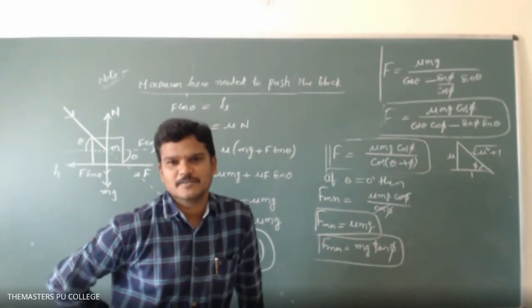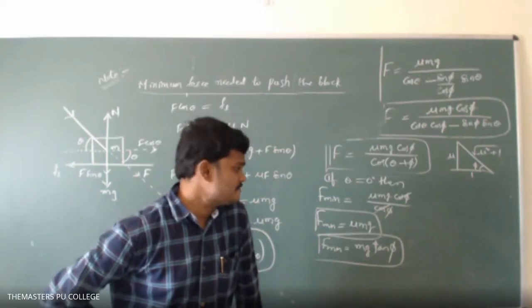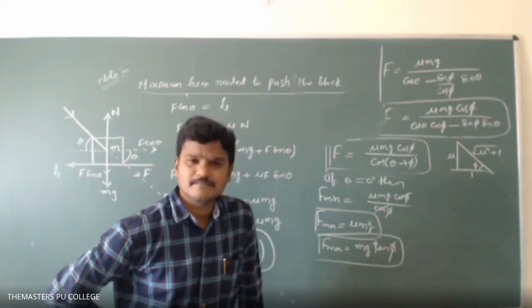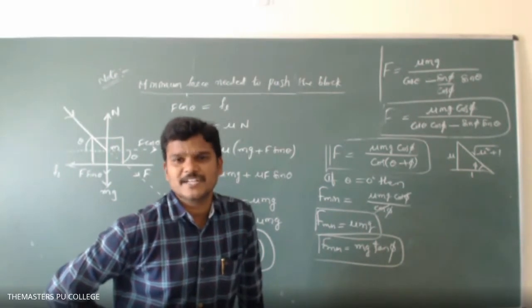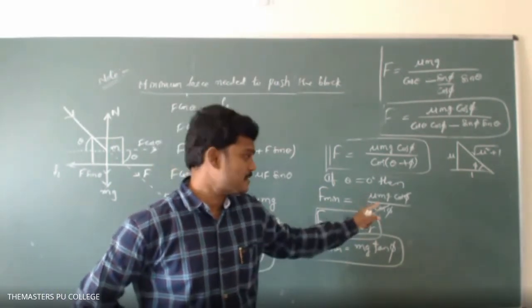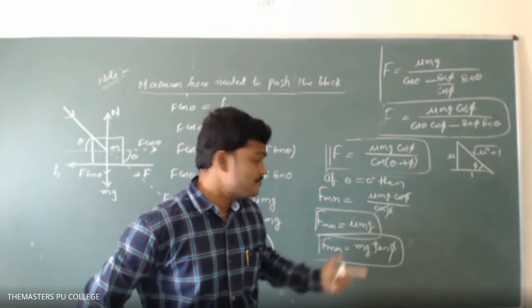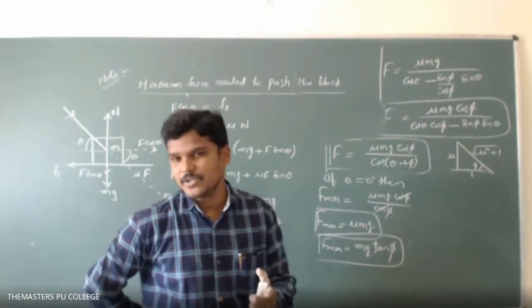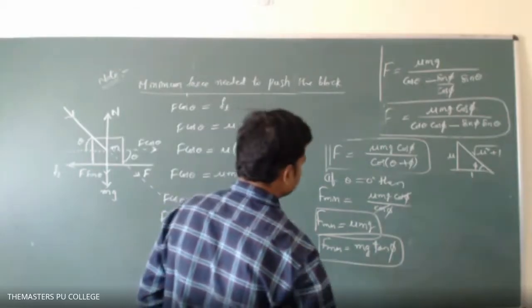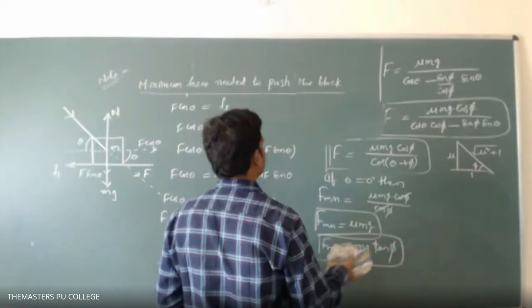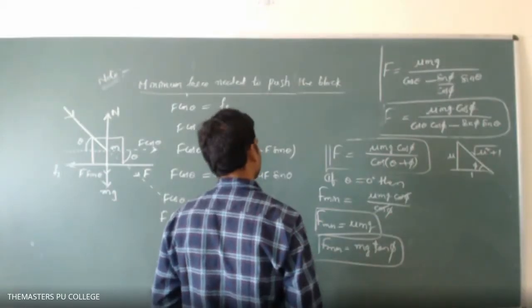Sir, we will get F minimum is equal to mu mg cos phi, sir. Mu mg, yeah, cos phi. That is also not a problem because theta is equal to minus phi. If I substitute theta is equal to minus phi, then again how much you will get? Mu mg cos phi I will get, sir. What about the denominator value? Sir, it will become 1 because theta plus phi is equal to 0. Cos 0 is equal to 1.